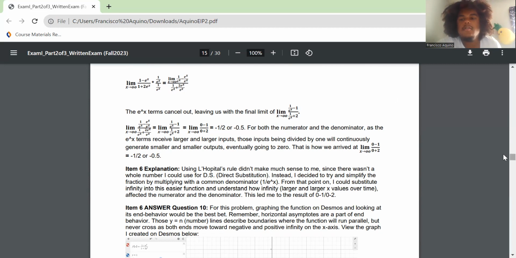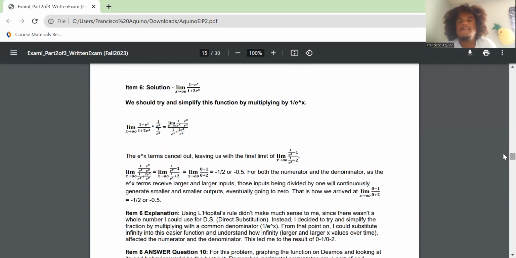And now what's happening at infinity is that e to the x, these inputs, keep getting larger and larger. And so you're having 1 divided by these increasingly large numbers. And eventually, the outputs from that, after they're subtracted from the number on the numerator and added to the denominator, you're going to get smaller and smaller numbers, until you eventually reach 0. That's what's happening with the graph as you go to infinity.